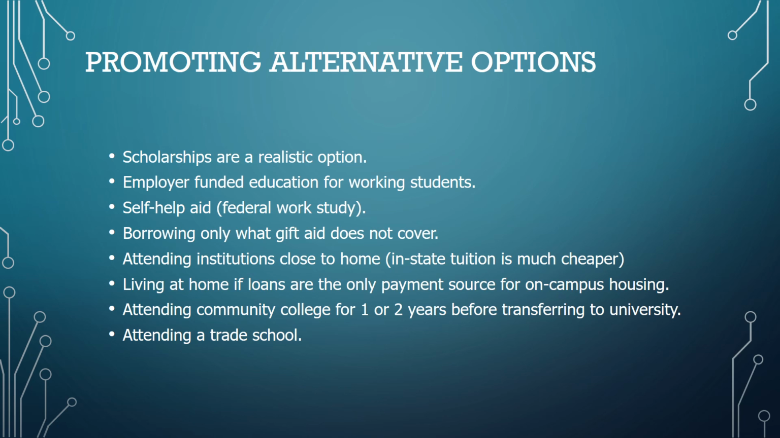Living at home is a great option for students if they find that student loans are the only payment source for them to afford on-campus housing. Attending a community college for 1 or 2 years before transferring to a university is a great alternative to save money and also reduce the cost of aid to be borrowed to finance an education. Also, attending a trade school may be a good option for many students who may feel pressured to attend university and take out student loans to cover those university costs.